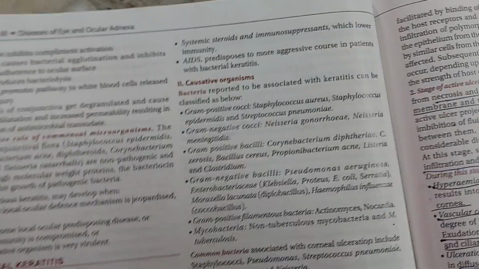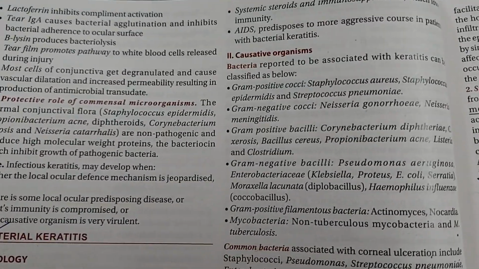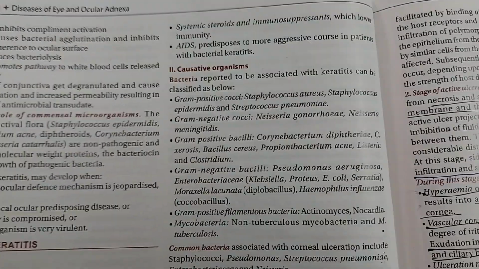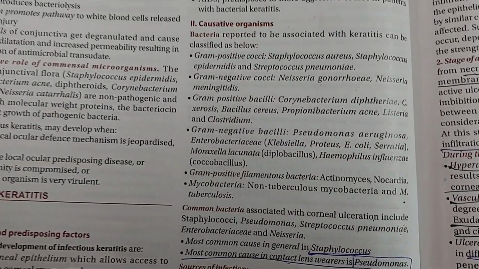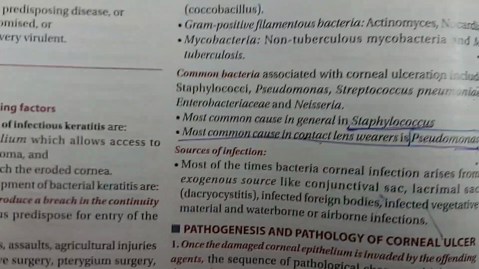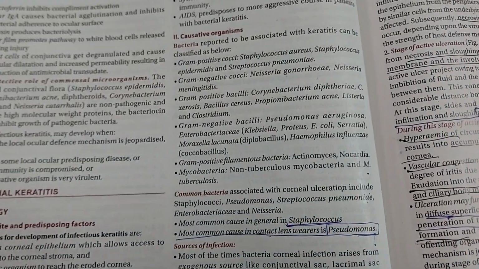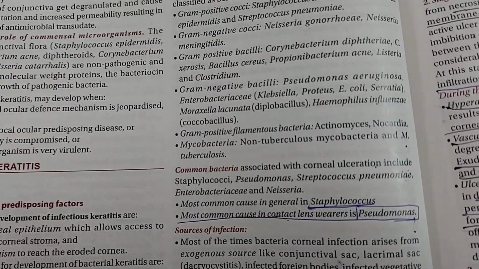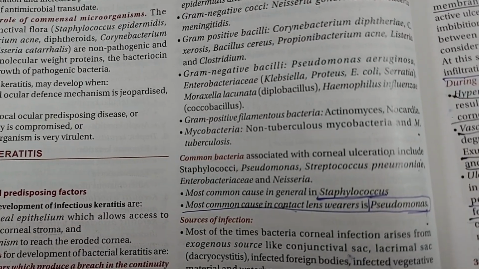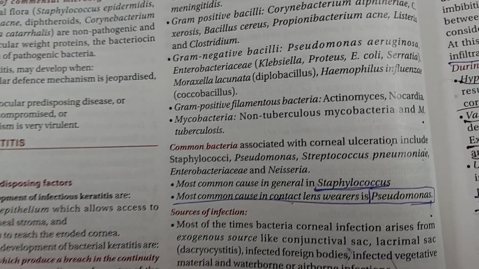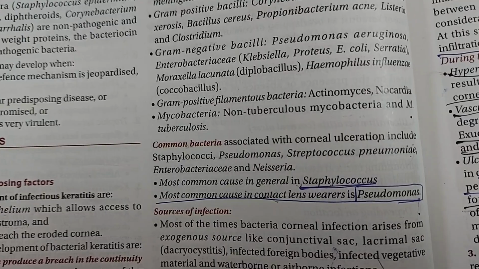Okay. Next, causative organisms. Here they gave a huge list of bacteria, but even though we read everything here, we may not write everything in the exam. So let us discuss what we need to write in the exam. What are the common bacteria causing bacterial keratitis? The most common bacteria are Staphylococcus, whereas in contact lens users, the most common bacteria are Pseudomonas.